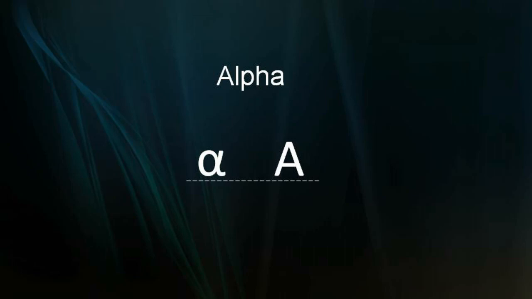So the first letter is alpha. It's like our letter A. Well, where did we get our alphabet? It's all coming originally, I mean, the Hebrew does the same thing. The Hebrew and the Greek have this similar structure of letters.